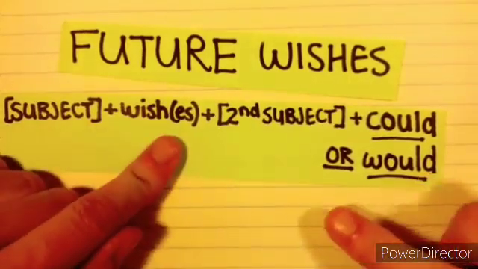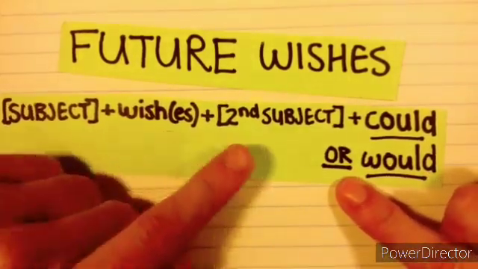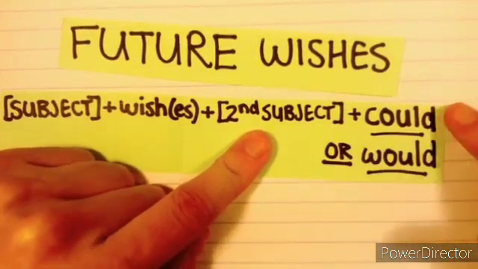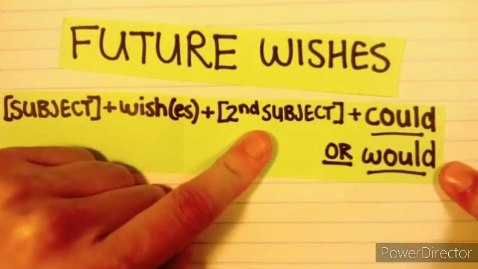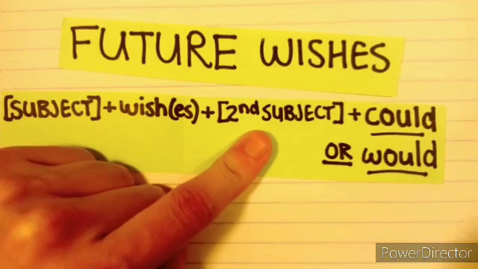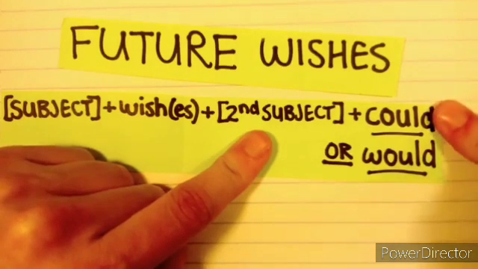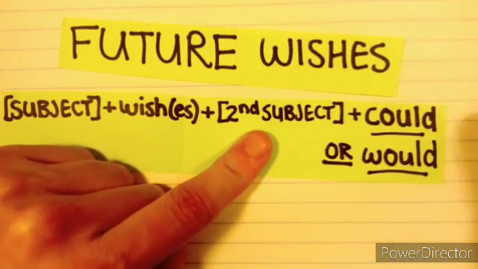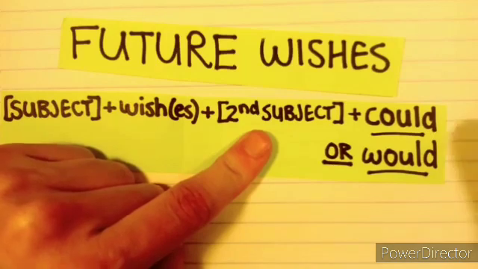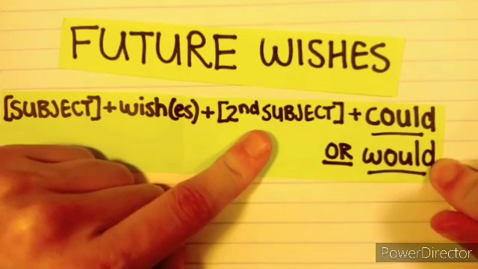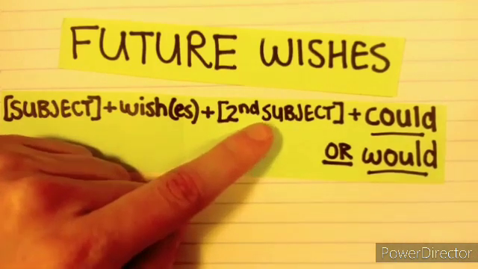Subject plus the correct form of the verb to wish plus the second subject, and then we add could or would and the infinitive form of the verb. We use could when it's a wish about something that we want to be able to do, and would for wishes about things that we just want to happen.